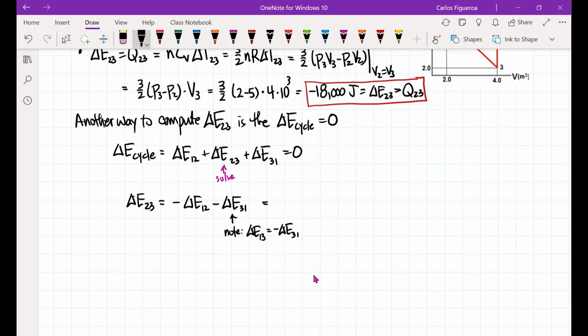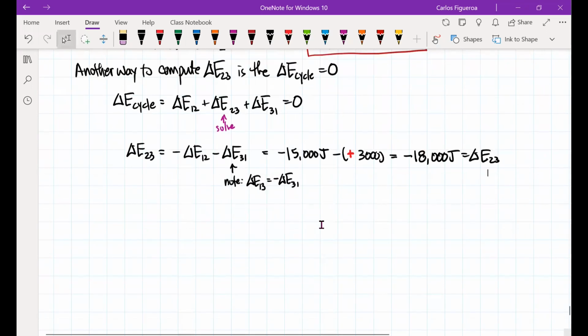So when I compute this, I write 15,000 joules, and then minus, and I put in a plus here, because that's what we calculated, and this is going to be 3,000 joules. When you compute that, you get minus 18,000 joules for the internal energy between 2 and 3. And note that matches what we did right there.